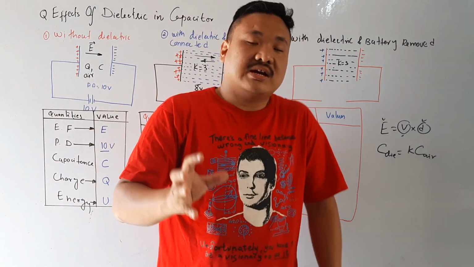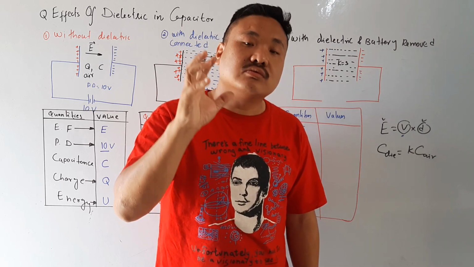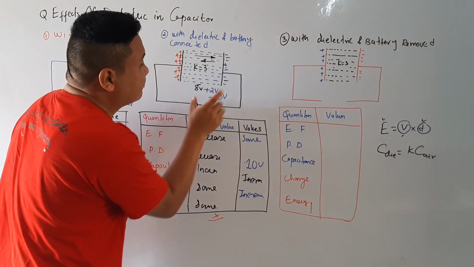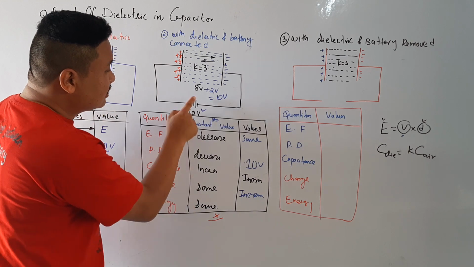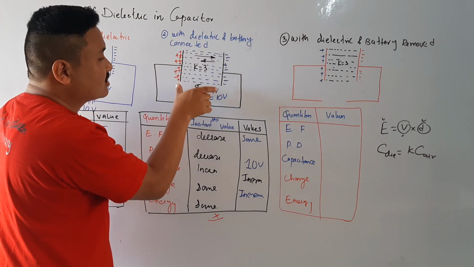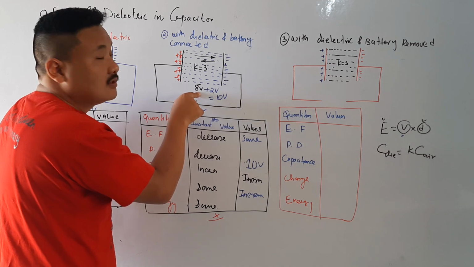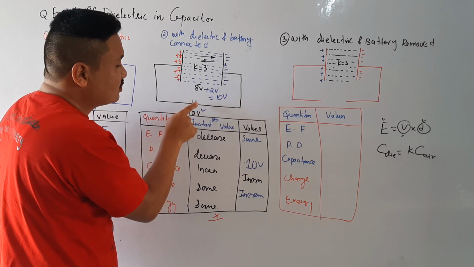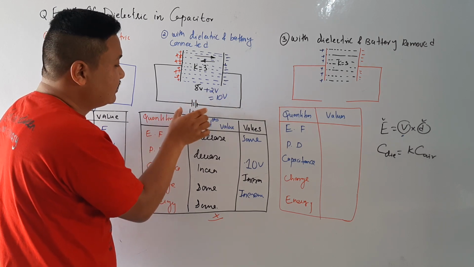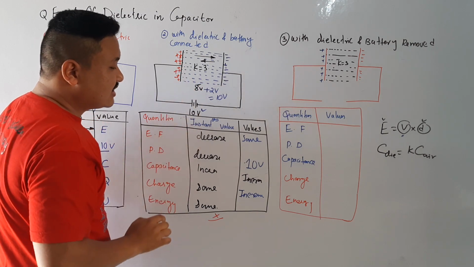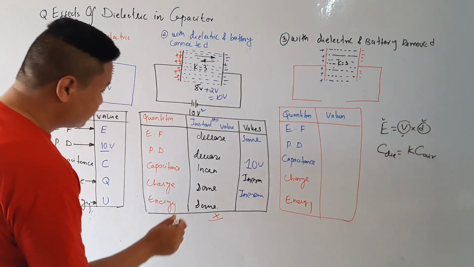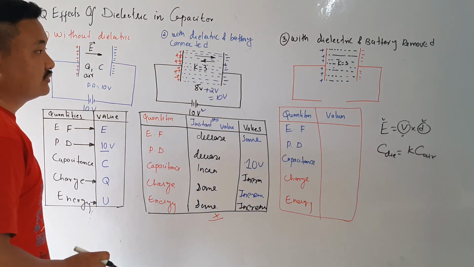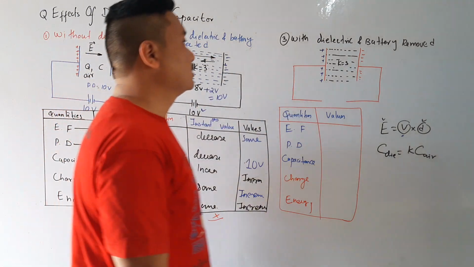What is energy? We have already derived this. Energy is the work done in moving the charges from the battery to the plates. First there were 1000 charges, but when I put the dielectric the potential became 8 volt, so there was a potential difference and charges flowed from the battery to the plates. It means there is an addition of charges, so the charge will increase, and so will the energy.